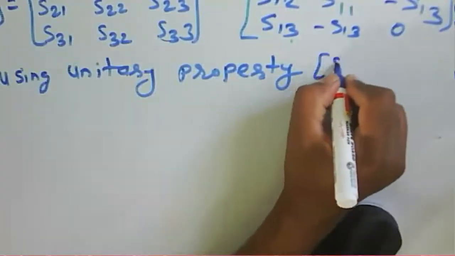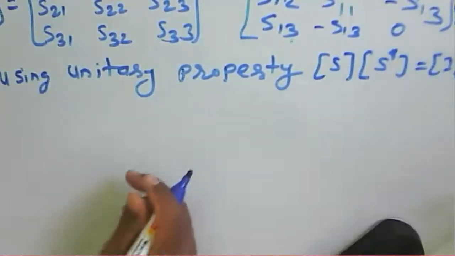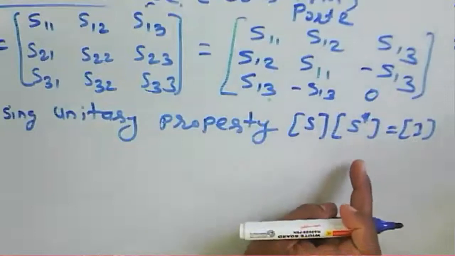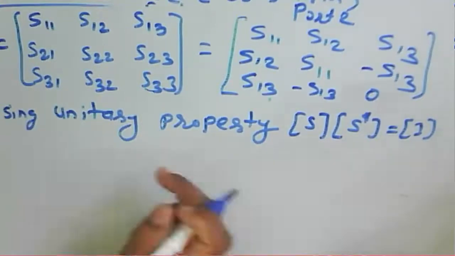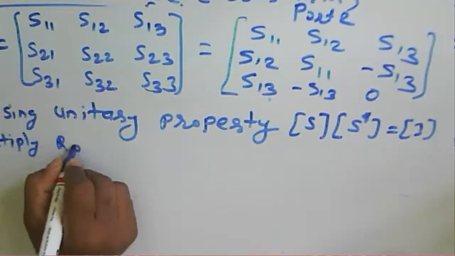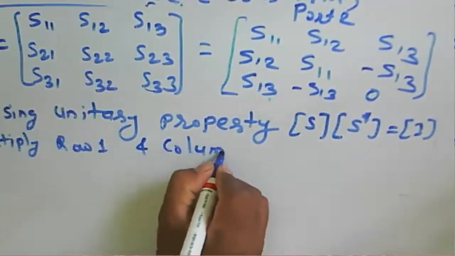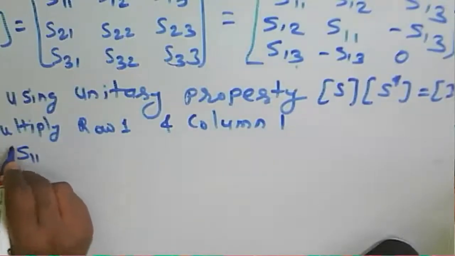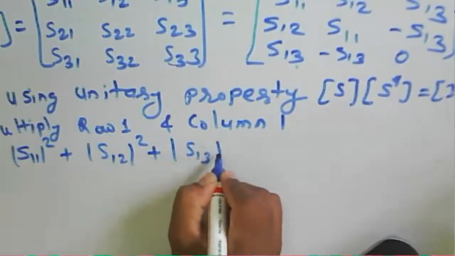Then using the unitary property, we say that S matrix times the complex conjugate of S matrix is equal to the identity matrix, I. So already we obtained the S matrix here. We need to find the complex conjugate of this S matrix multiplied into the I matrix. Already we have seen this in the H plane T. Then apply that, multiplying row 1 and column 1. Then we'll get that S11 square plus S12 square plus S13 square is equal to 1.